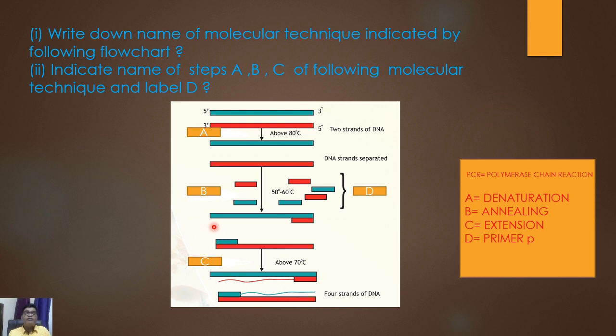So how can you calculate the number of amplified DNA copies from the template DNA? The number of amplified DNA equals 2 to the power n, where n is the number of cycles.